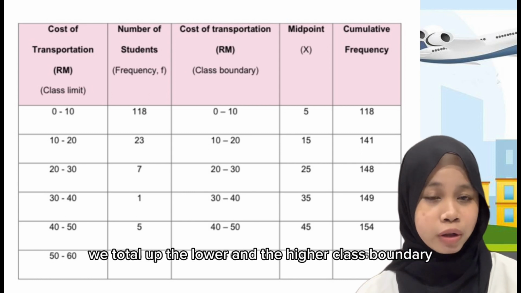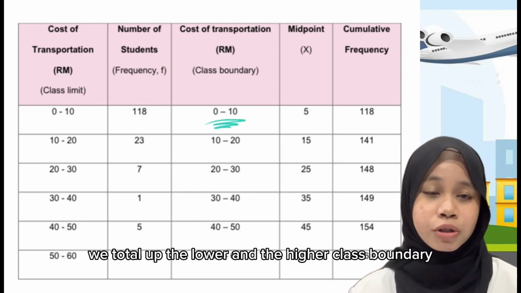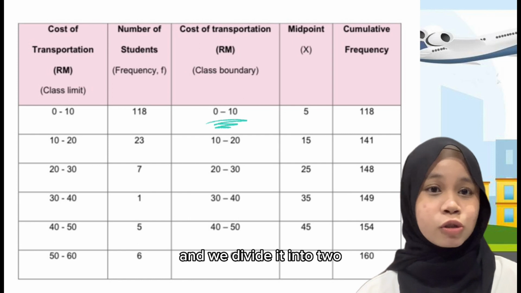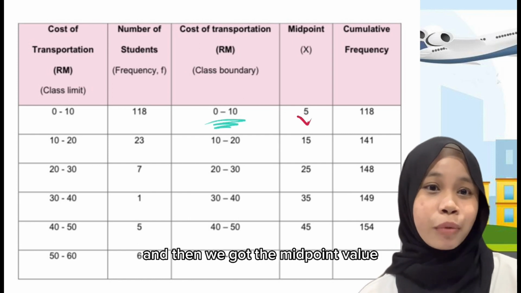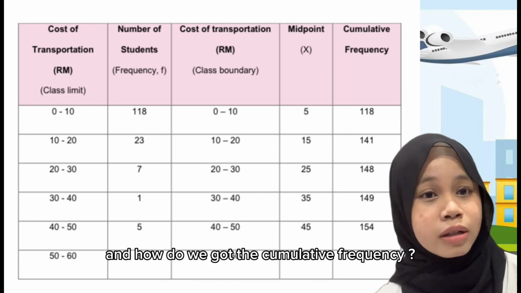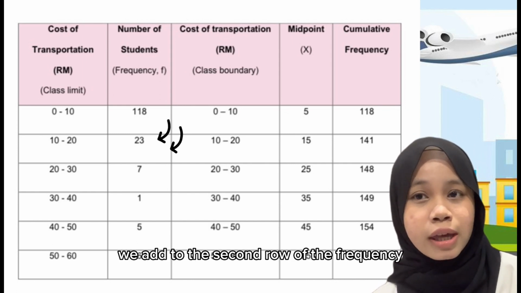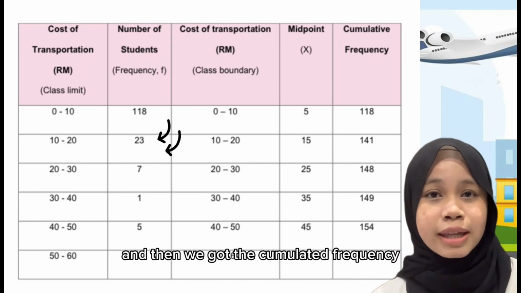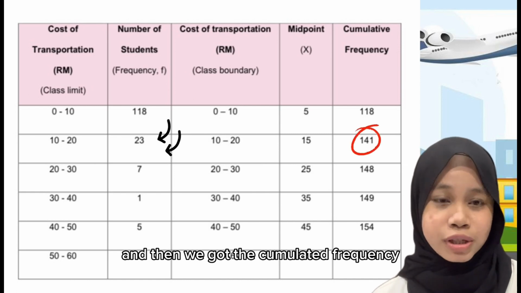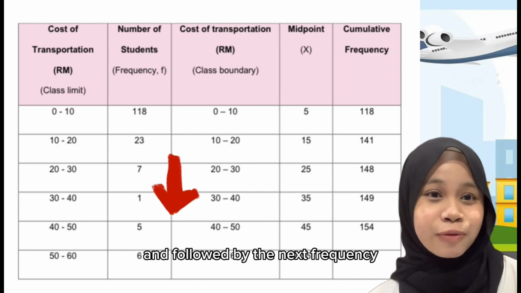For the midpoint, we total up the lowest and the highest class boundary and divide it by 2, and then we get the midpoint value. And how do we get the cumulative frequency? The first row of the frequency, we add to the second row of the frequency, and then we get the cumulative frequency, followed by the next frequency.